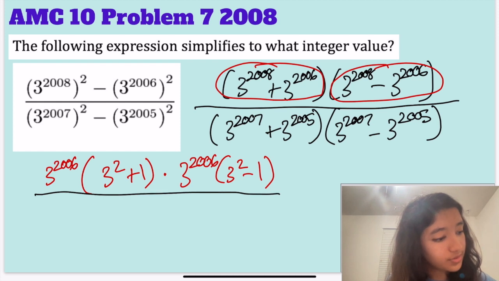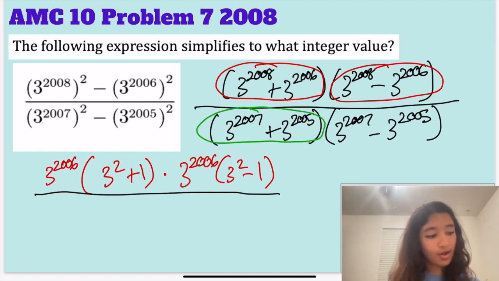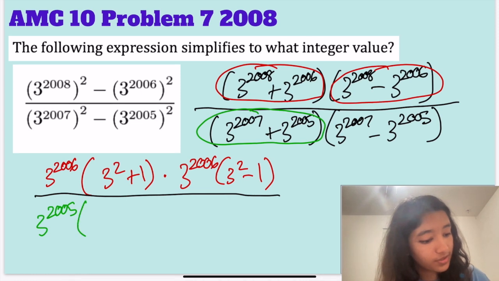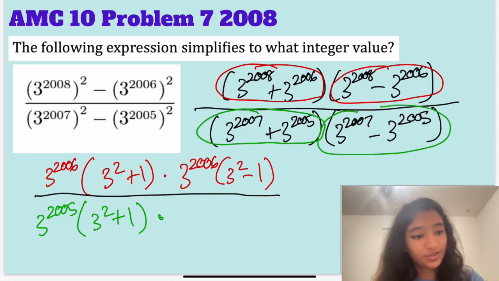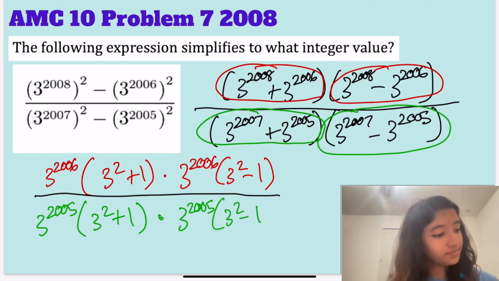And we can do a similar thing with the denominator. So we can factor out 3 to the 2005 in the denominator because 3 to the 2005 is the greatest common factor between 3 to the 2007 and 3 to the 2005. So if we take out the 3 to the 2005 from that expression, we're left with 3 squared plus 1. And then if we do the same with the term on the right in the denominator, we have 3 to the 2005 times 3 squared minus 1.